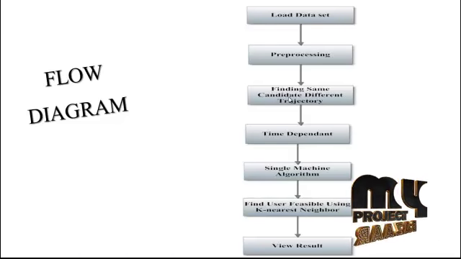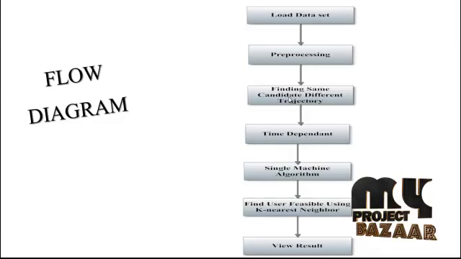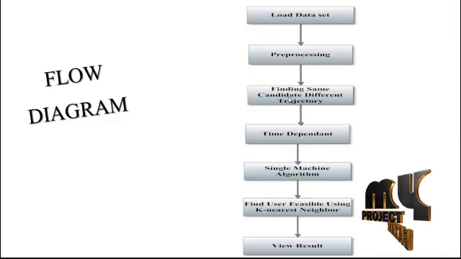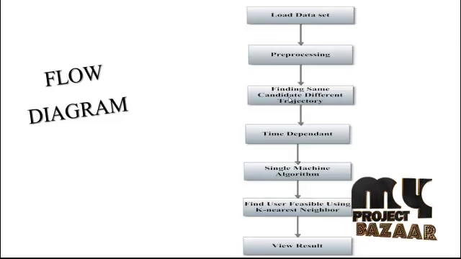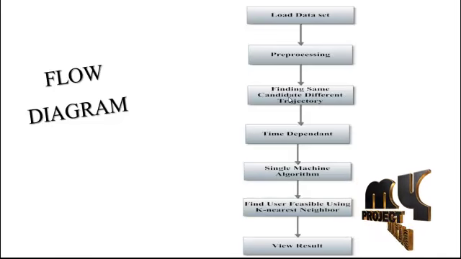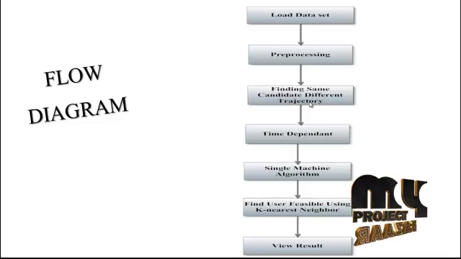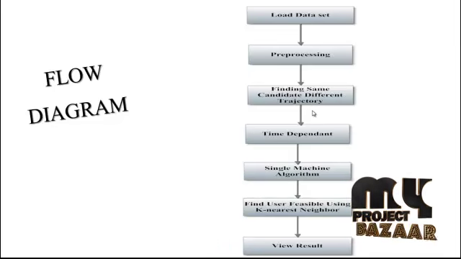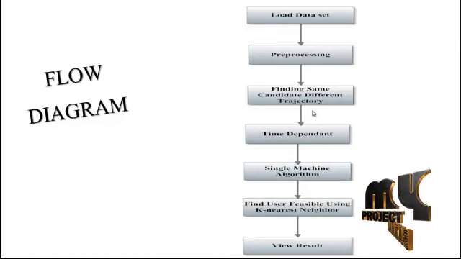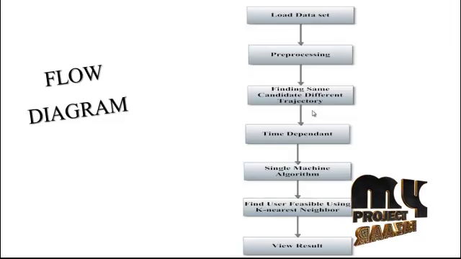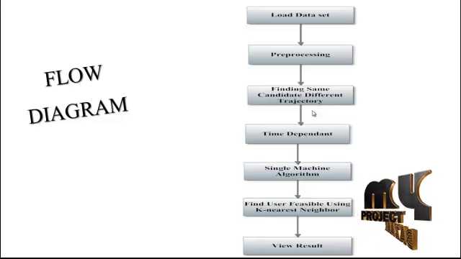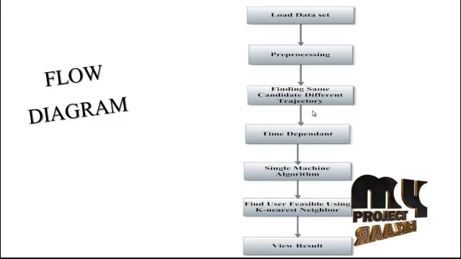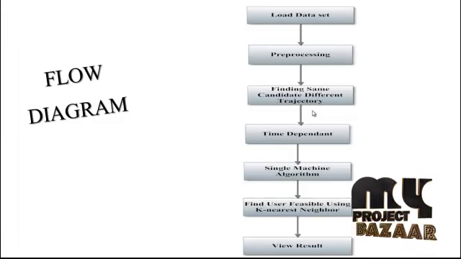Next is finding the same candidate and different trajectory. We have many trajectories in our dataset. Trajectory means we are traveling from one place to another place. These places form the trajectory. And next is time dependent. Time dependent is based on the user selected trajectory. The user selects the starting and ending trajectory, and we find the minimum time between the two travel trajectories.